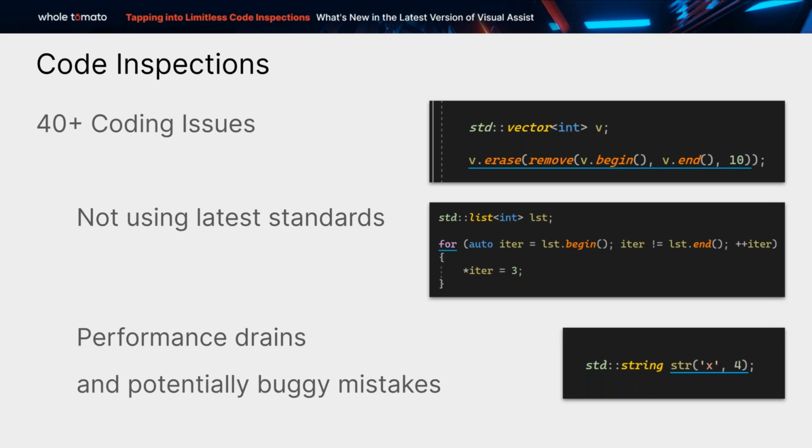But besides that, we also aim to catch common performance drains and potentially buggy mistakes, such as the std::string constructor call below. This right here. In this example, the parameters are swapped. It's hard to tell if you're not very, very versed in strings, because this will compile and it will run, but it won't do what you expect it to do. So we'll catch things like that. And indeed, that's the focus of code inspections: coding issues that the compiler alone won't catch.